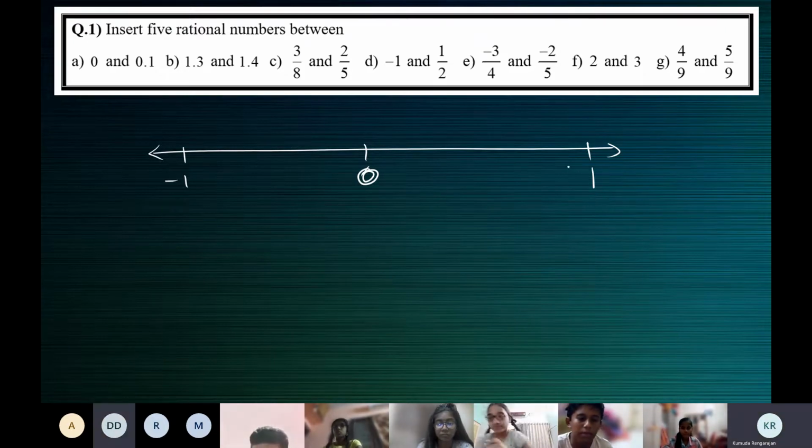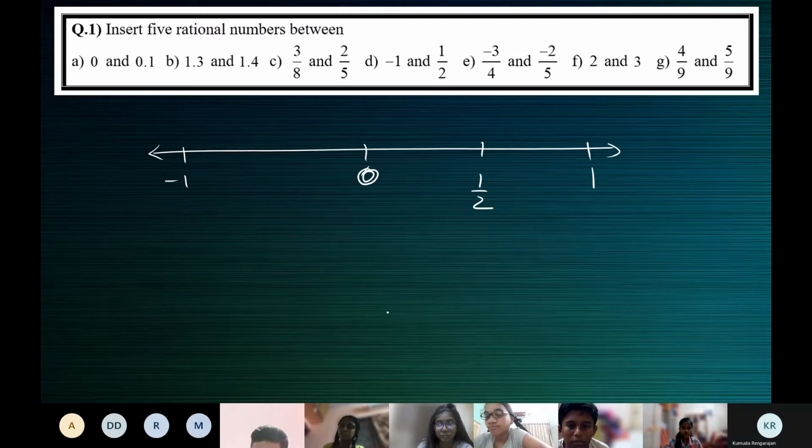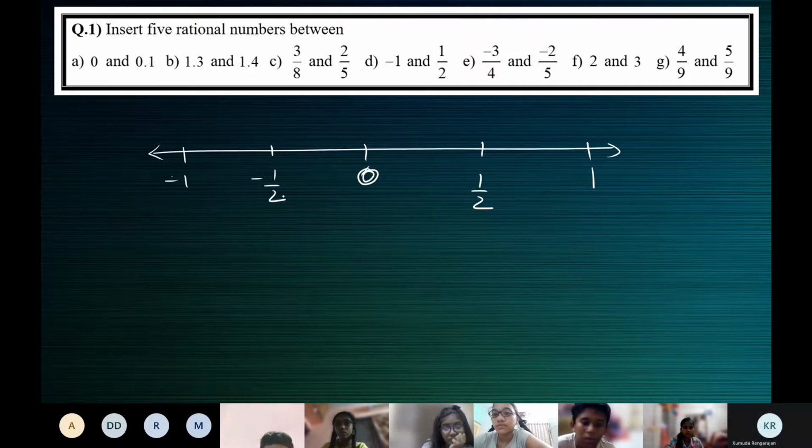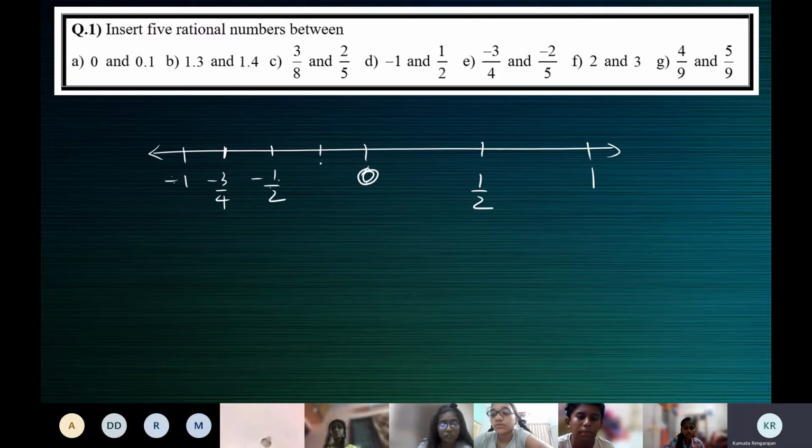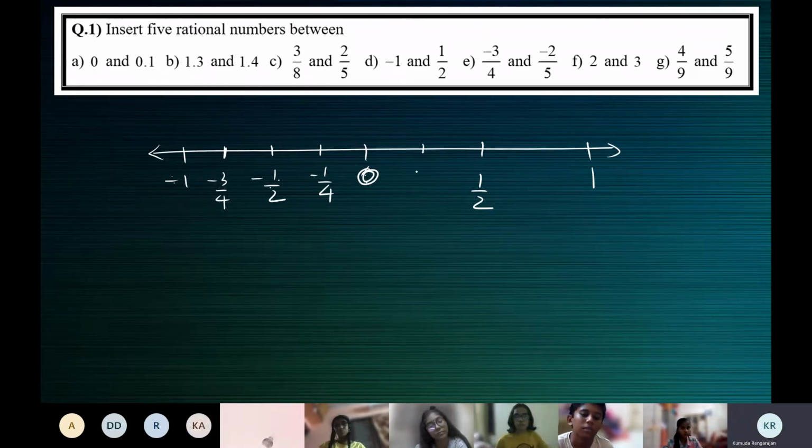Now between 0 and 1, do we have half? Yes, ma'am. Between 0 and -1, do we have minus half? Yes, ma'am. Between -1/2 and -1, do we have -3/4? Yes. Between 0 and -1/2, do we have -1/4? Yes. And between 0 and half, do we have positive 1/4? Yes, ma'am. That's nice.